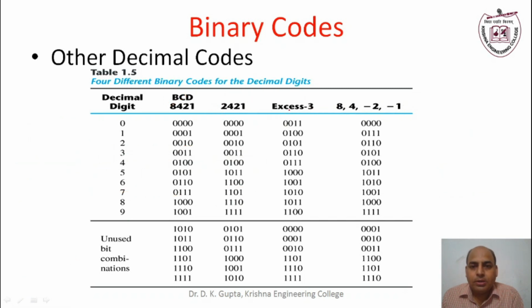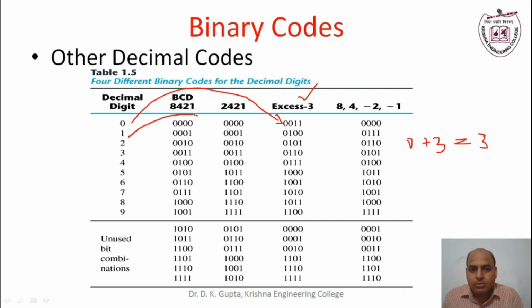Now another example, XS3 code. XS3 means plus 3 or extra 3. So if we want to write the XS3 code for 0, then 0 is added with the 3, equal to 3. Okay, so 0, the XS3 code written in a 4-digit format, is written as 0011, that is equivalent to 3.